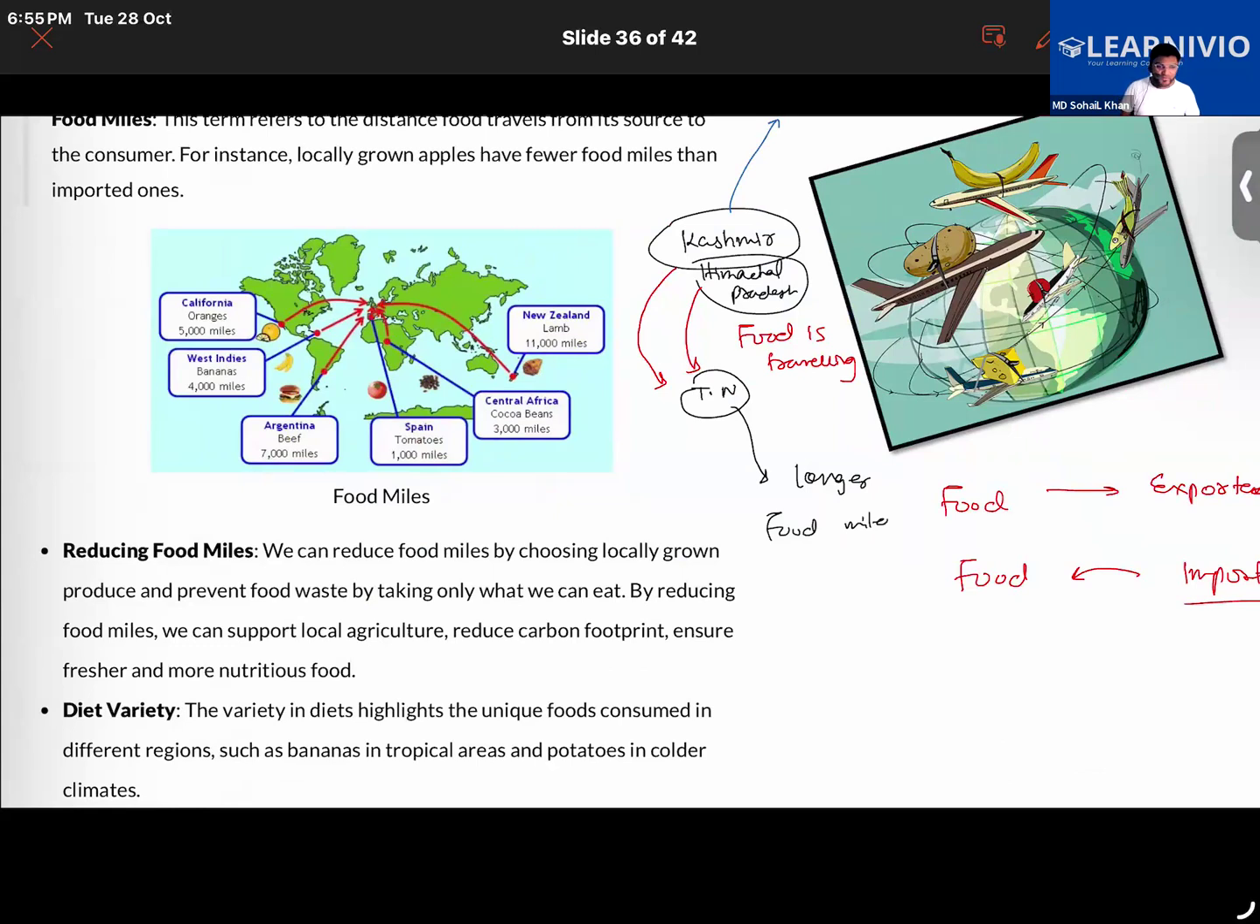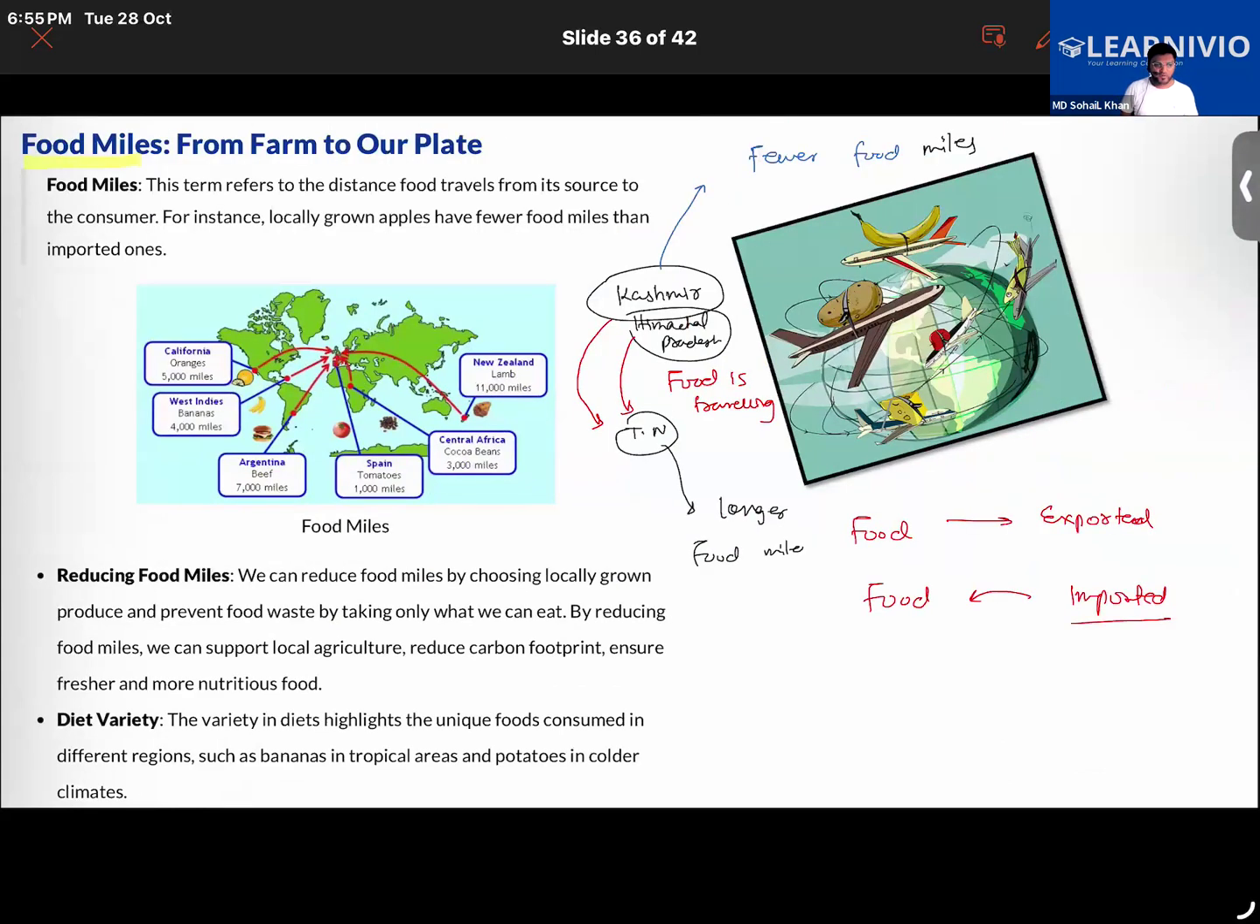Now the question is, how do we reduce this journey of the food? How do we reduce the food miles? We can reduce food miles by choosing locally grown produce and preventing food wastage by taking only what we can eat. Suppose this is place A where I'm living, and local strawberries are grown here.